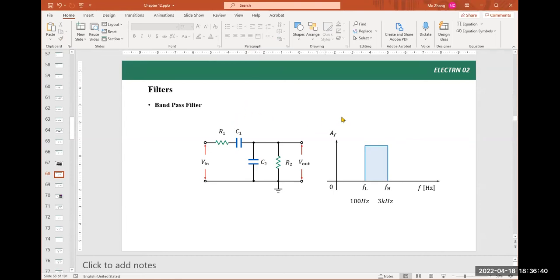The first one makes a signal smooth. The second one makes filters to pick up or remove signals at different frequencies. Any questions?